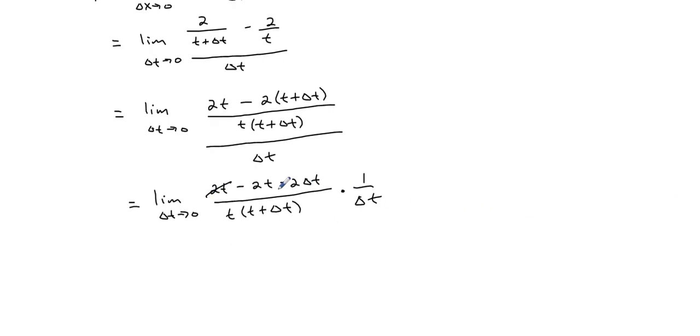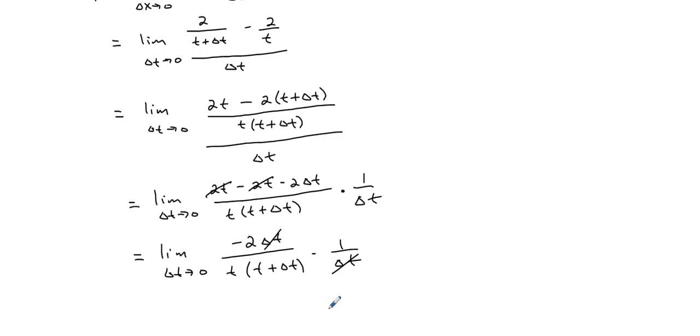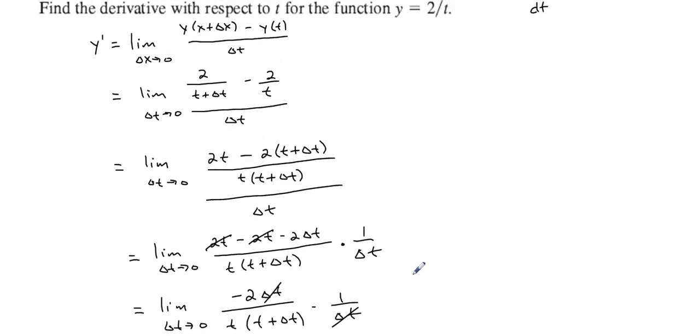Okay, 2t minus 2t. Can we cancel our delta t's now? You okay with that? I think we're kind of iffy still sometimes. Negative 2 delta t. Now we can cancel or divide to 1. I'm running out of room, so I'm just going to arrow up like this.